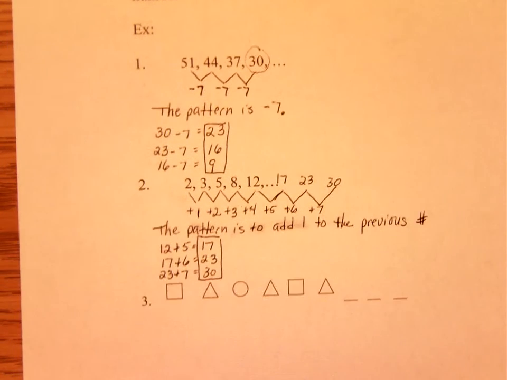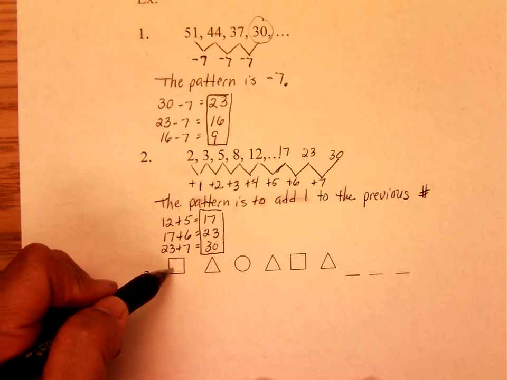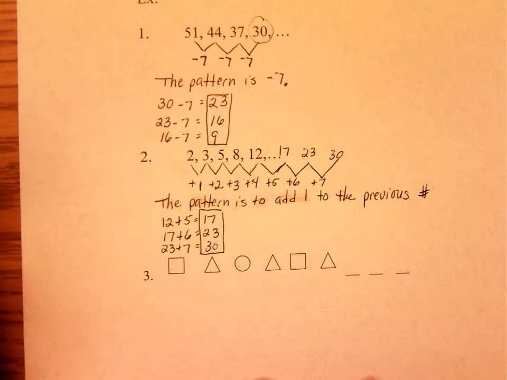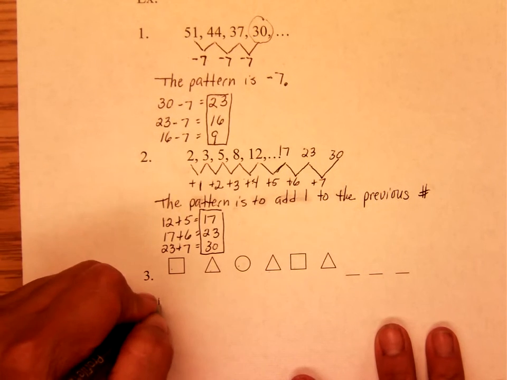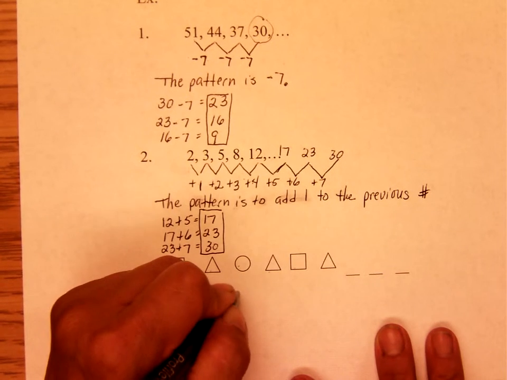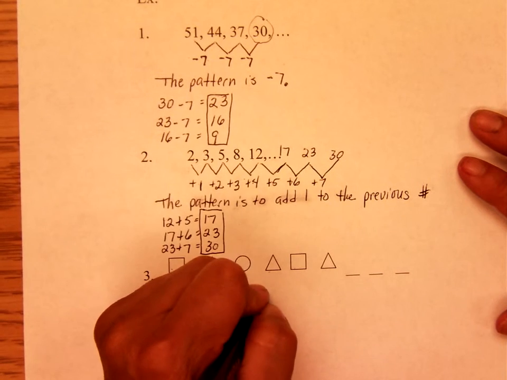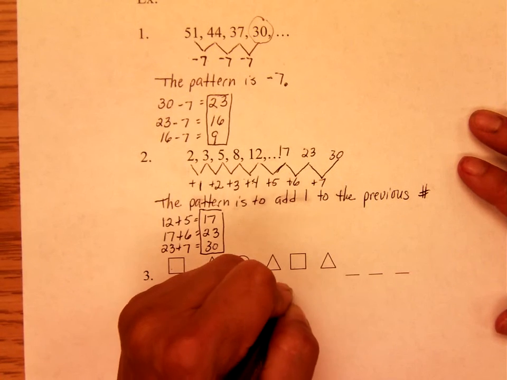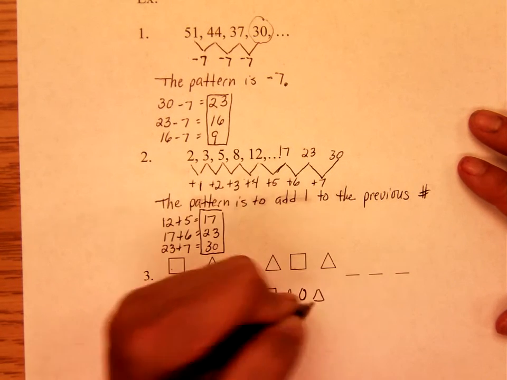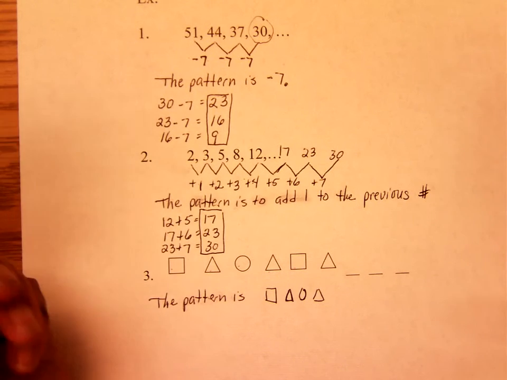Now, in your classwork or homework, you might have shapes. So let's look here. You have a square, a triangle, a circle, triangle, square, triangle. So here you have to write the pattern is, now some of you guys, you can just draw. You would say it's a square, triangle, circle, triangle.